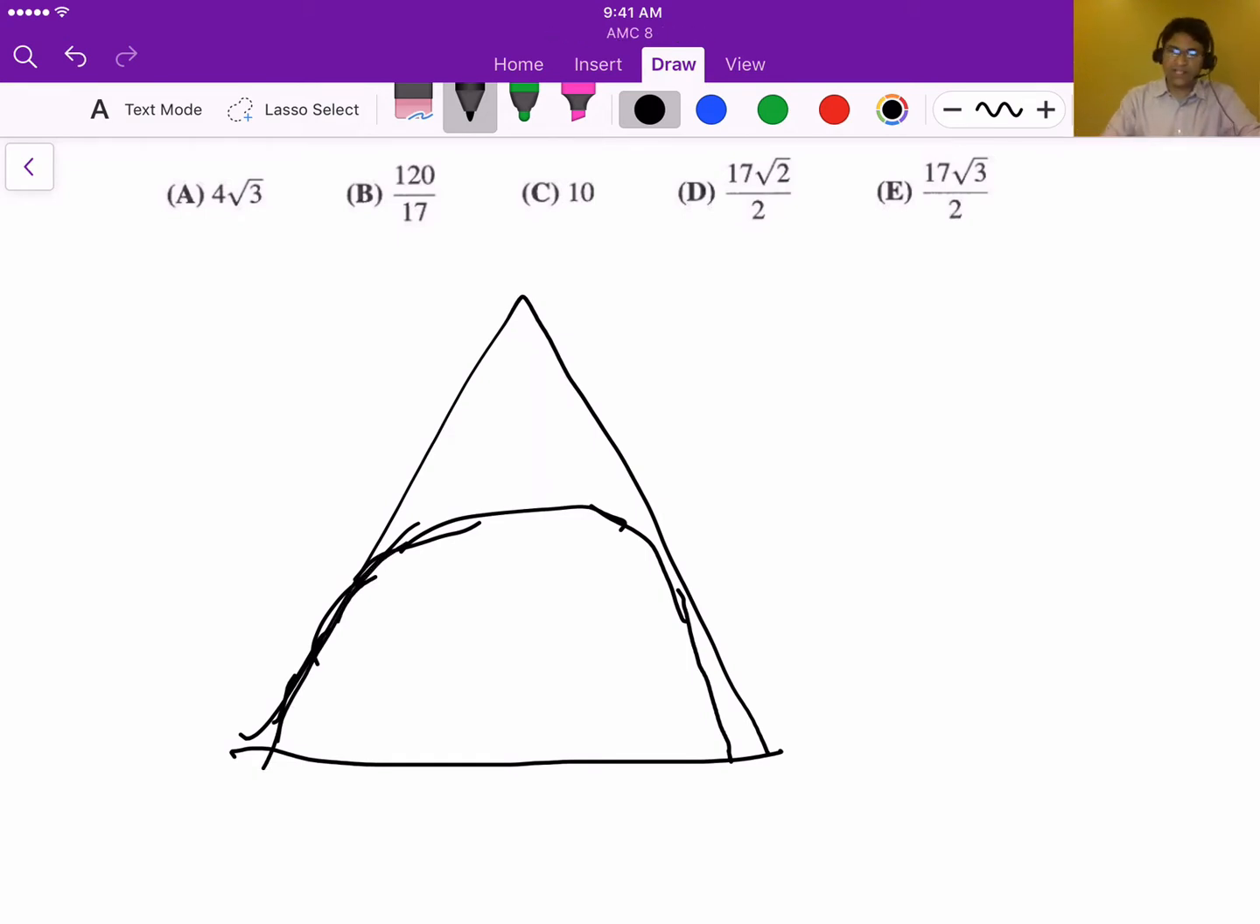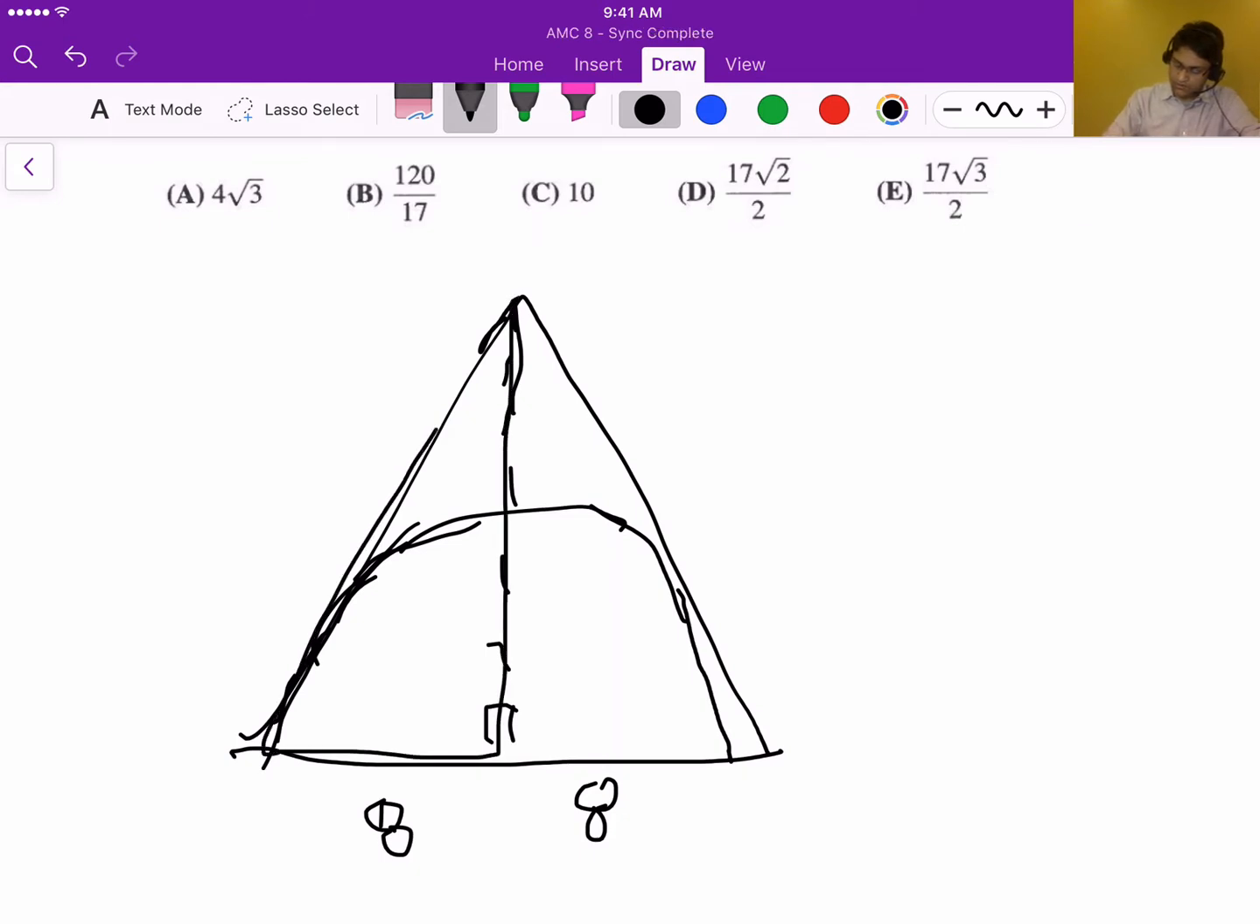Okay, so let's first input the given information into our diagram. Let's just start labeling stuff. First, let's draw this height, because we should use all the information we're given. We know that's 15. Let's not label that for now, but let's say this is 8. This is 8 because the base is 16, and when you draw the altitude like that in an isosceles triangle, this triangle over here and this triangle over here are congruent just by merit of symmetry.